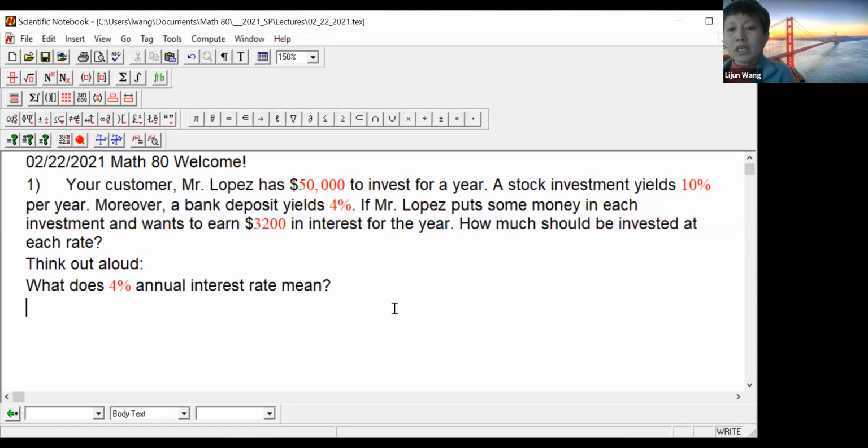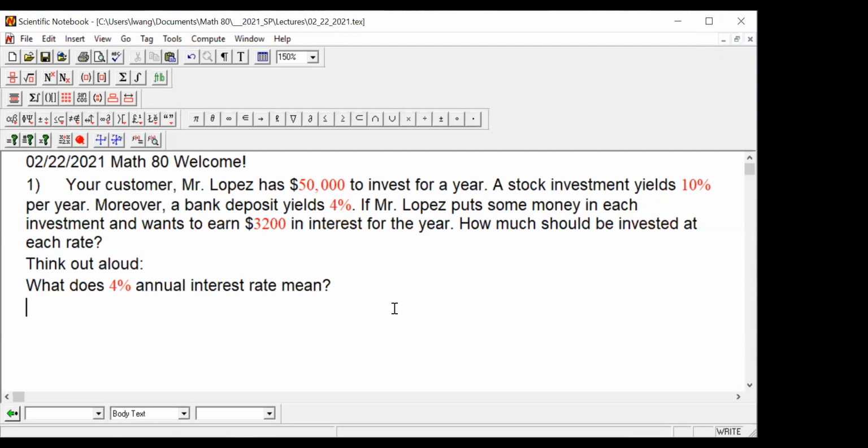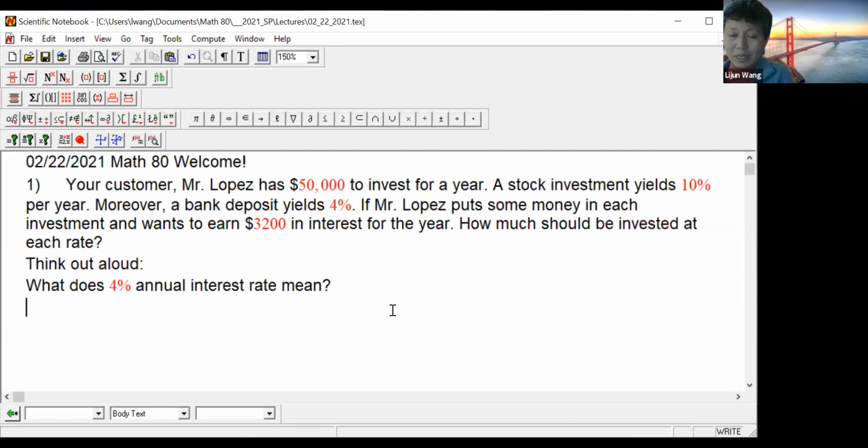But what if you deposit money in the bank and the interest rate is 4%? What does that mean? They give you 4%. That's right. If it's $100, they're going to give you $4 more in addition to your deposit, right? So at the end of the year, you're going to get $104, right? Does everybody understand that? Okay.